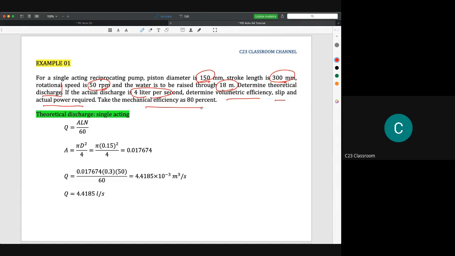So this is a very simple question for a reciprocating pump. It starts with the calculation of the flow rate. Because it is a single acting reciprocating pump, the flow rate can be calculated by using this equation. You substitute all the values here, and you will get the flow rate is 4.415 liter per second. At this stage, I hope you know how to convert meter cube per second to liter. It is 1,000 liter for every 1 meter cube.